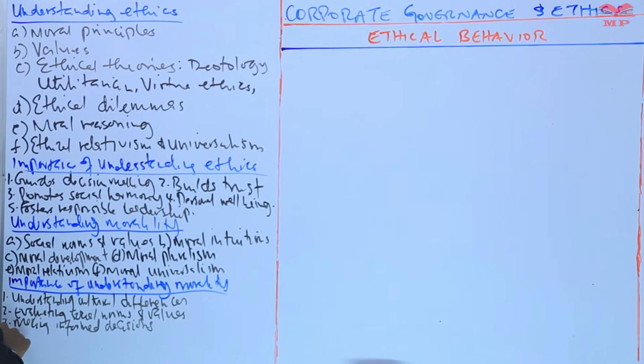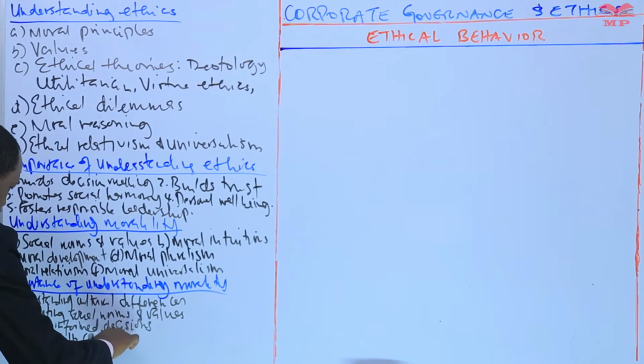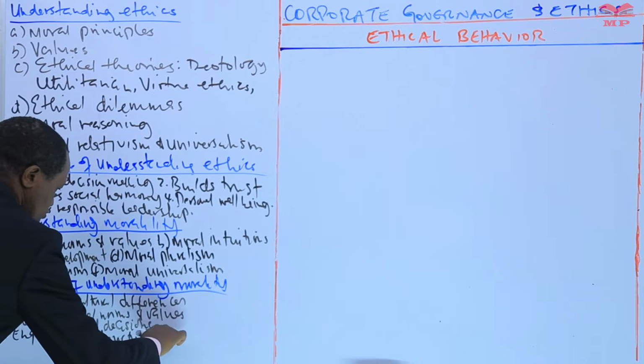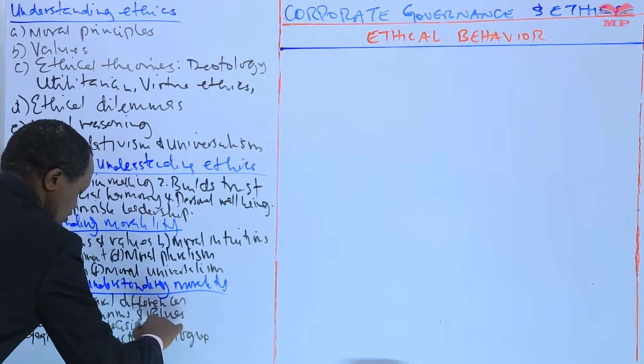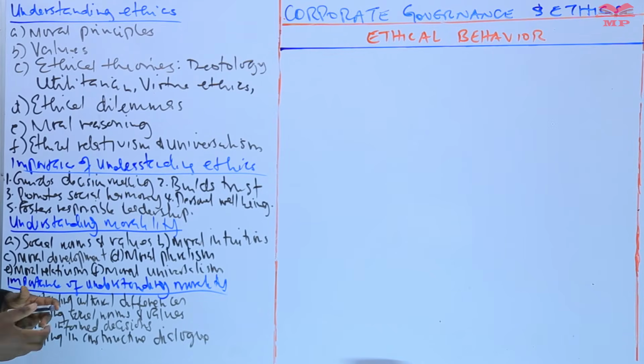4. Engaging in constructive dialogue. Understanding morality can help us engage in constructive dialogue. Okay? Because understanding different moral perspectives can help us engage in constructive dialogue with others who hold different views, leading to greater understanding and cooperation.